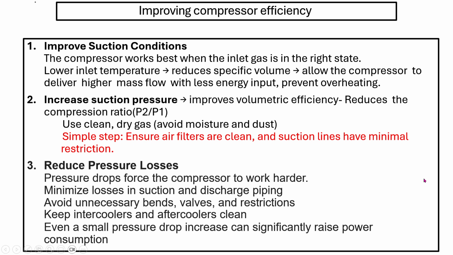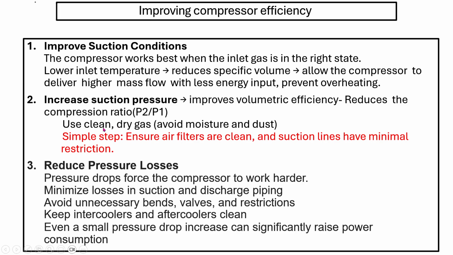Increase suction pressure. If you increase the suction pressure, the compression ratio reduces because P1 has increased and P2 remains the same. So the compression ratio will reduce, and when the compression ratio reduces, work done will also reduce. So how can we do that? How can we increase the compressor suction pressure?